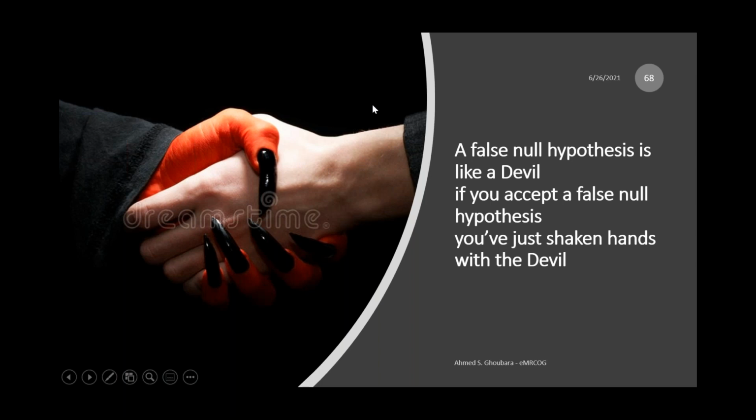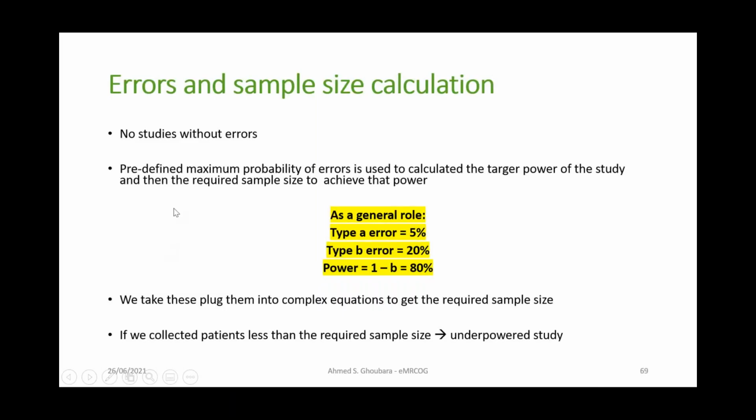So a false null hypothesis is like a devil. If you accept a false null hypothesis, you're just shaking hands with the devil. This is a very bad mistake. You shouldn't do that at all. Okay, guys, is that clear? So just remember that type 2 is the bigger mistake. It's accepting a false null hypothesis, a false negative result. Okay, good. I know this takes time to absorb, but hopefully with the questions, everything will be clear.